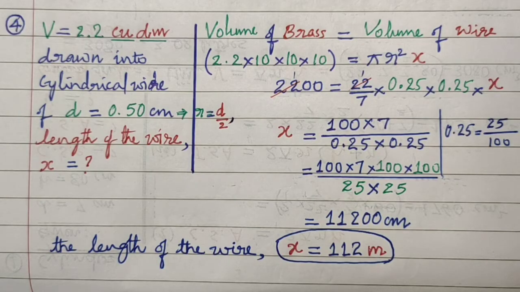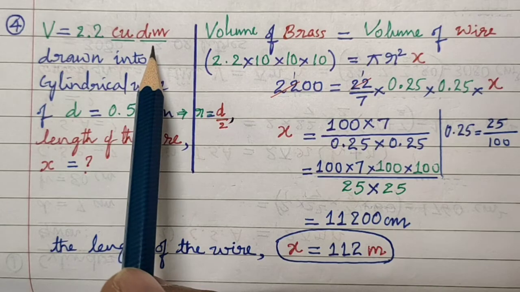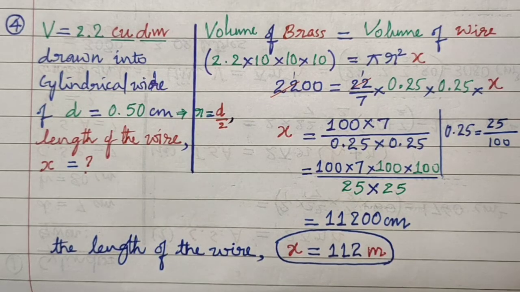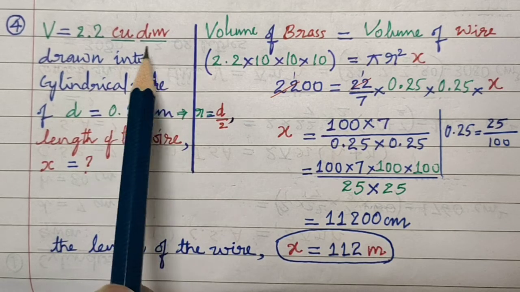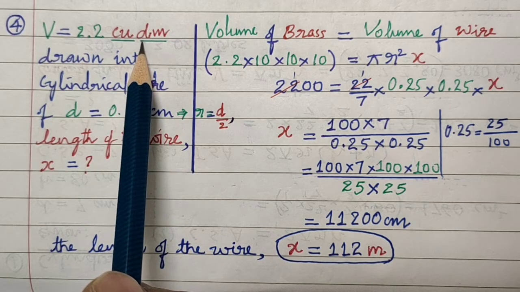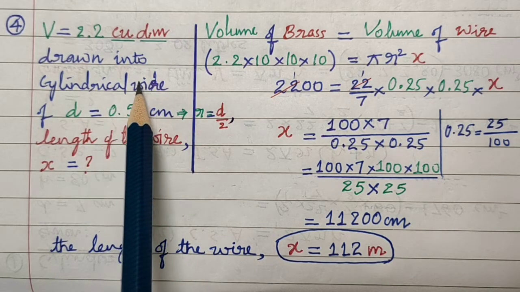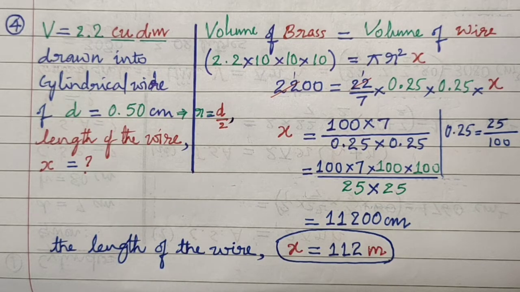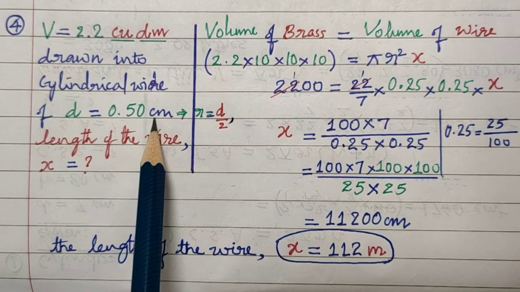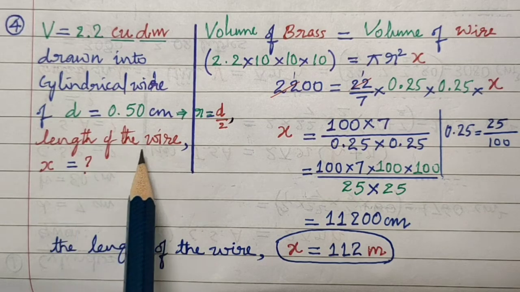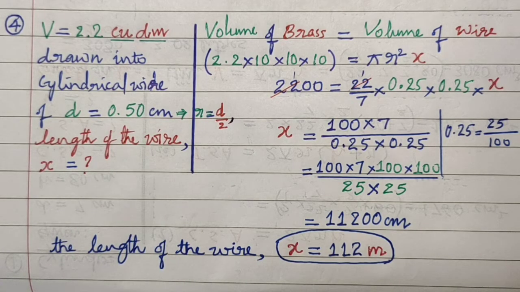2.2 cubic decimeters of brass is to be drawn into cylindrical wire. This is the volume they were given. We have to draw this into a wire of diameter 0.5 centimeters. Find the length of the wire.